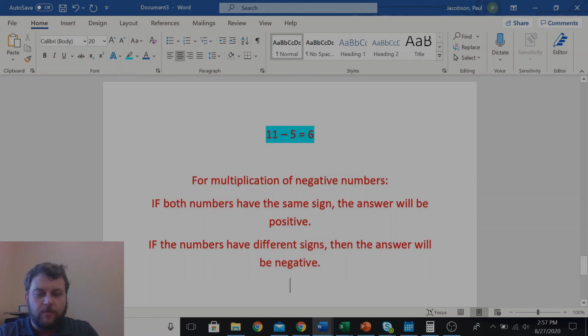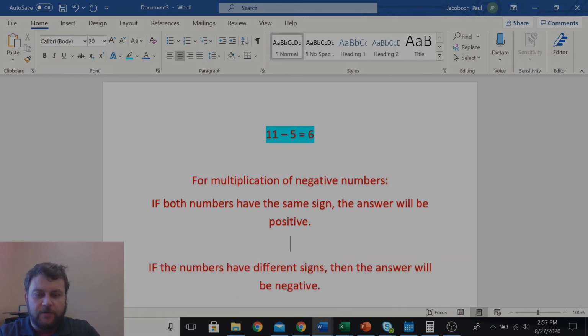Let's look into this a little bit more. So negative 3 times a negative 2. Just do your regular multiplication here and then follow this rule. So negative 3 times a negative 2. What's 3 times 2? It's 6, right? Both numbers have that negative sign, so the answer has to be positive. Okay? The answer has to be positive.